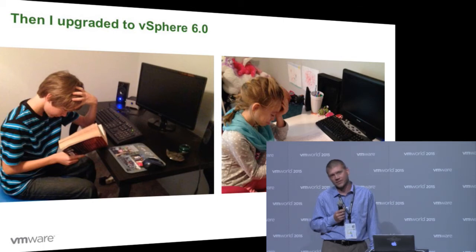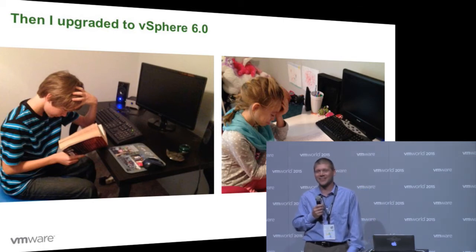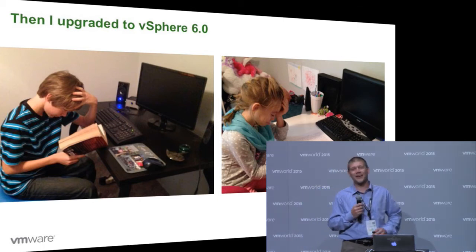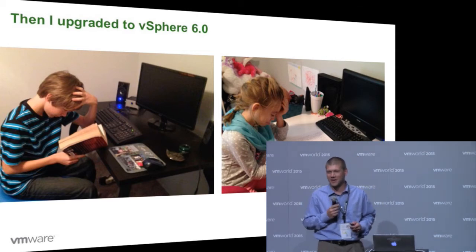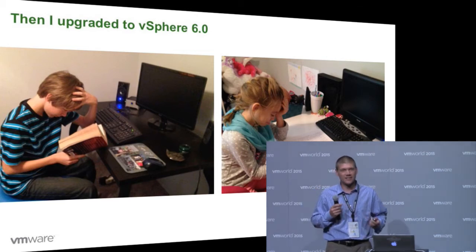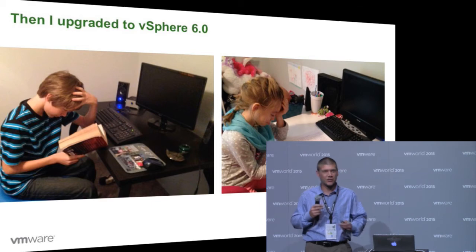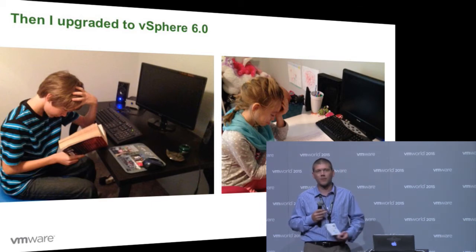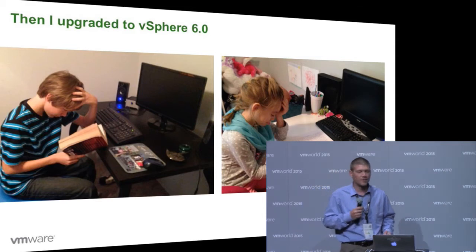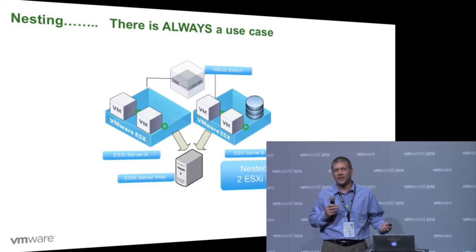Then I upgraded to 6.0. I don't know if it is a change in the VIB or the fact that somebody within product management caught on to this hack, but the 6.0 VIB does not work with it. You can install it, it seems like it's happy, and it doesn't work, right? So I needed to solve that problem because I wanted to keep 6.0 in my home lab, right? So there's always a use case for nesting.